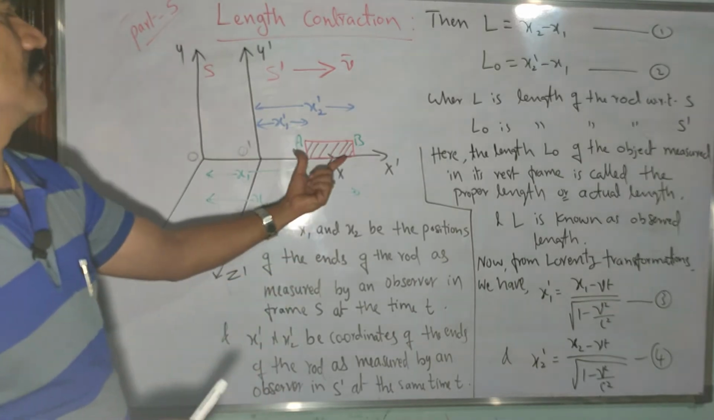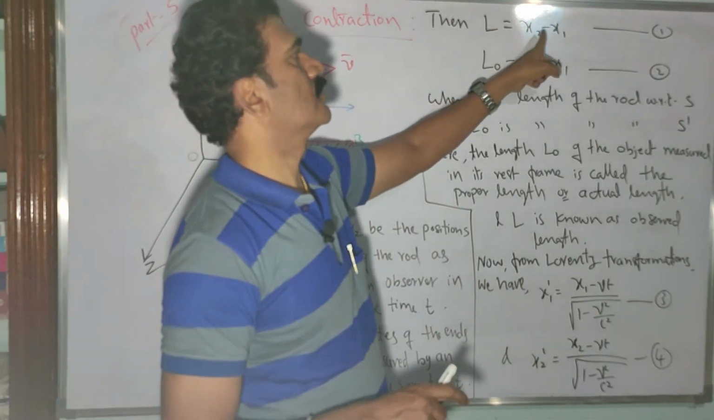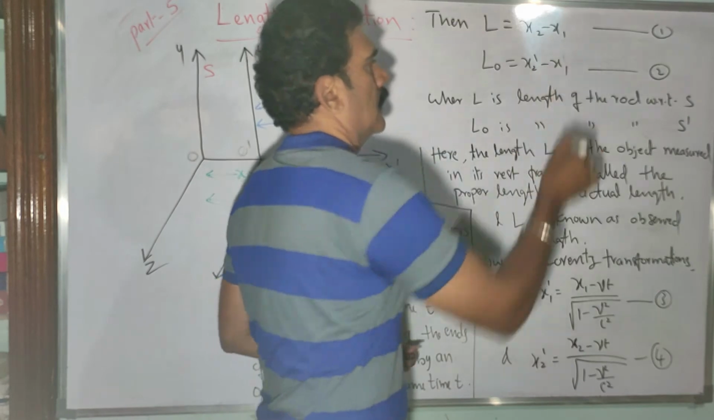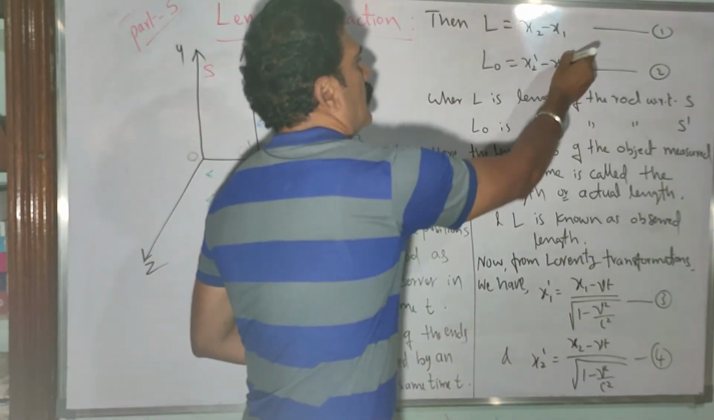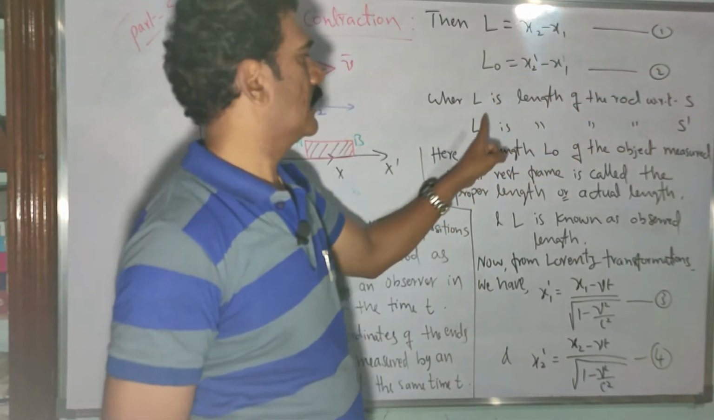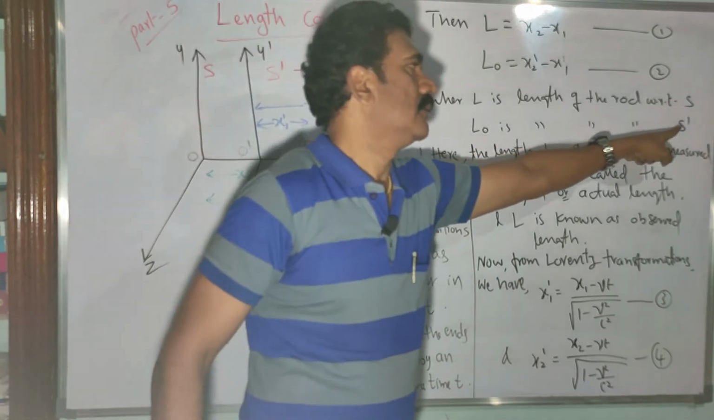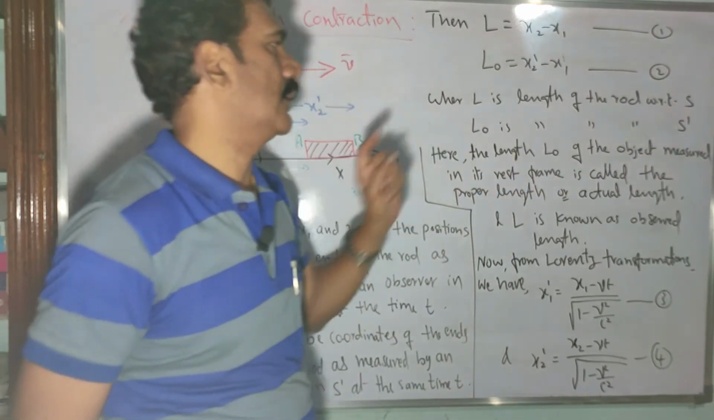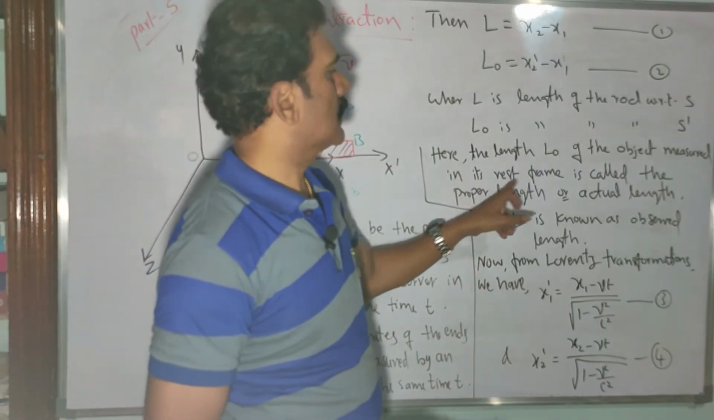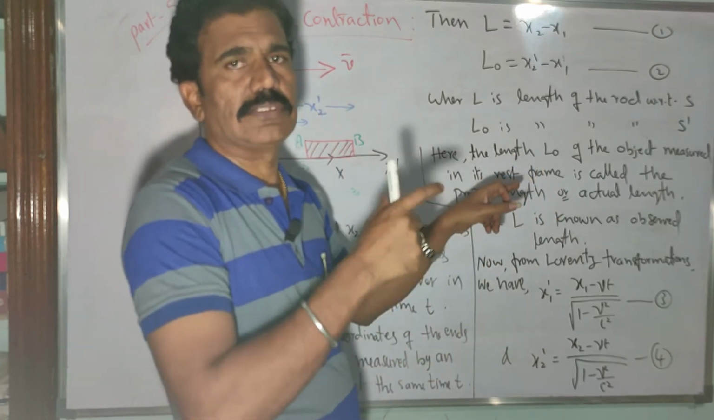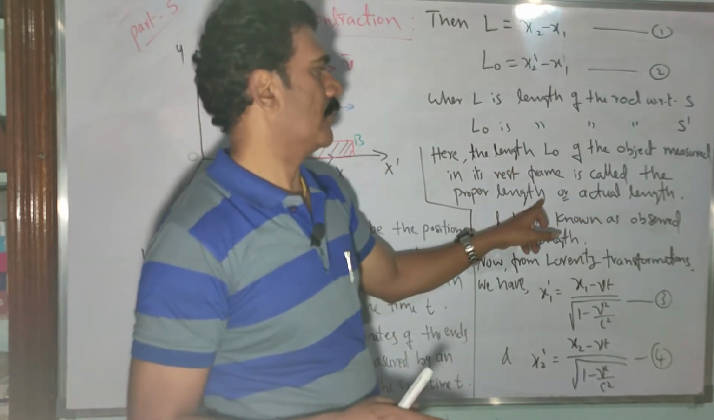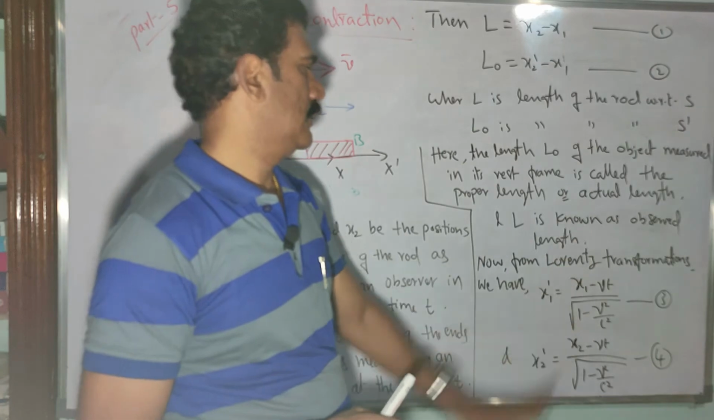Now what are those lengths of the rod? Let us consider L equal to x2 minus x1, and L0 equal to x2 dash minus x1 dash, correct? Then what are L and L0 called? L is the length of the rod with respect to frame of reference S, and L0 is the length of the rod with respect to the moving frame of reference S dash. Here L0 is the length of the object measured in its rest frame, where the rod is fixed, that is called the rest frame. With respect to that rest frame, the length of the rod L0 is called the proper length or actual length, as I told. Clear? Okay, now what about L?